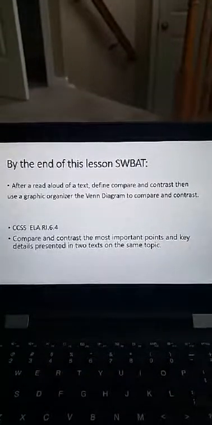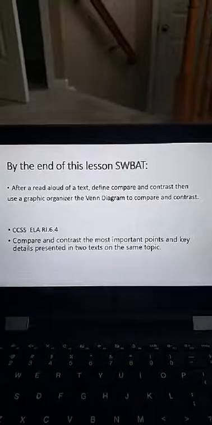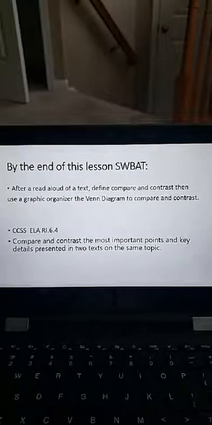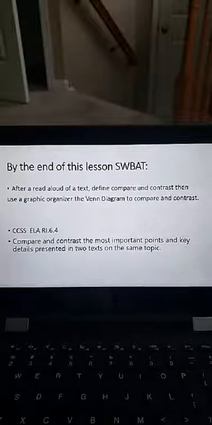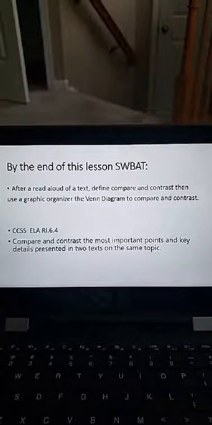Okay, let's get started. By the end of this lesson, students will be able to, after they read aloud a text, define, compare, and contrast, then use a graphic organizer, the Venn diagram, to compare and contrast. This lesson is attached to the Common Core State Standard, ELA RI 6.4, which states, compare and contrast the most important points and key details presented in 2 texts on the same topic.